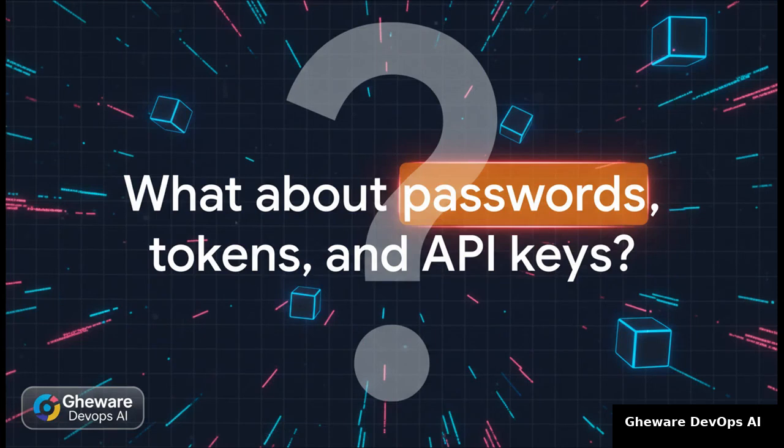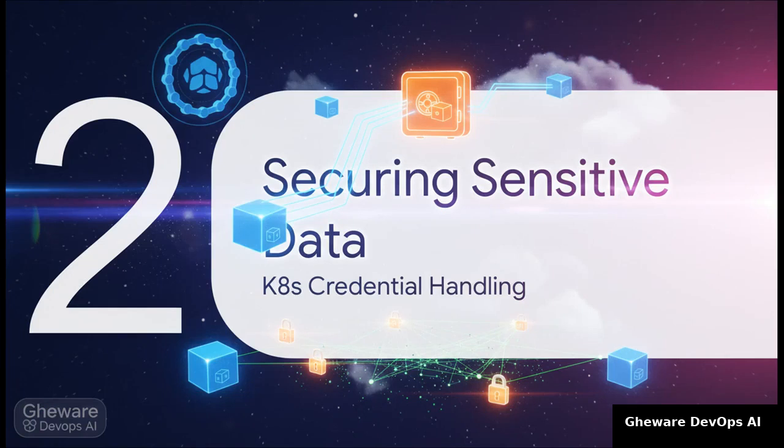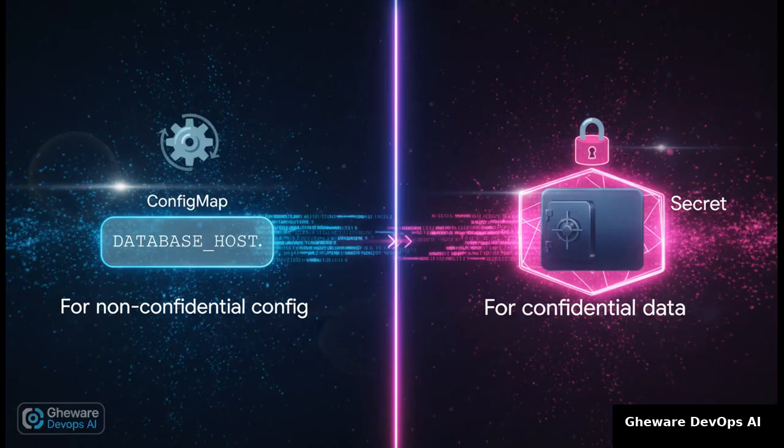Okay, so that's all well and good for regular config. But I can already hear you asking, what about the secret stuff? Passwords, tokens, API keys. You would never put those in a plain text config map. That would be a huge mistake. So for that, we need a totally different tool. And lucky for us, Kubernetes has an object built specifically for this job, so we can handle those credentials the right way.